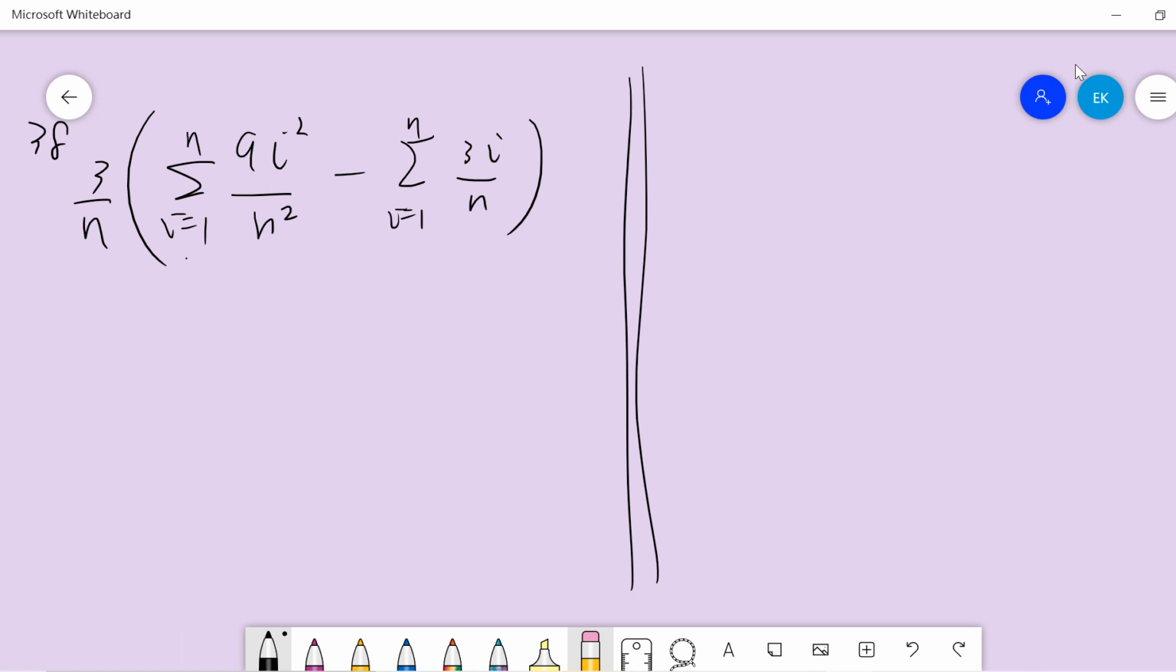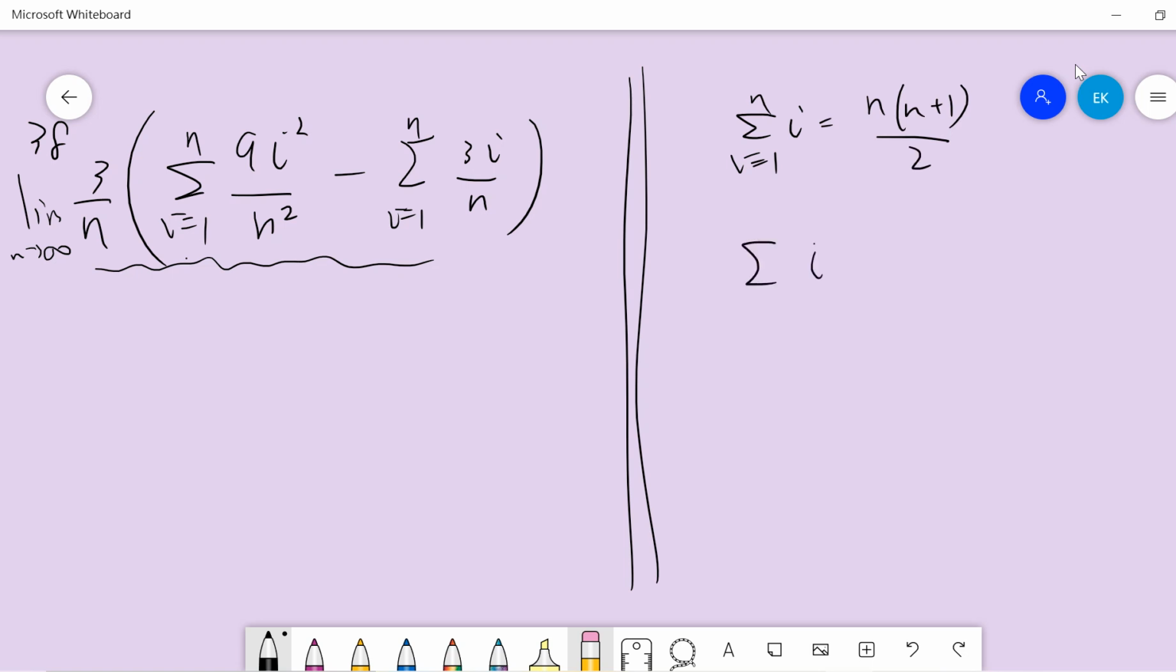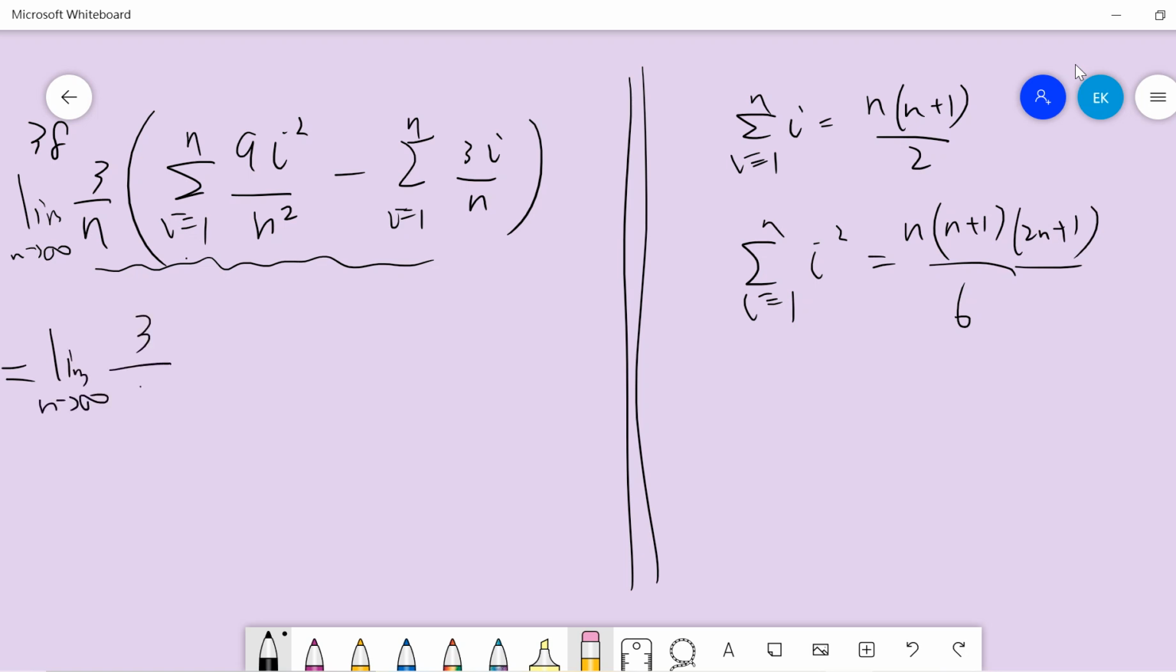So basically, what we need to do is solve this limit. Remember that the sum of i from 1 to n is n times (n plus 1) divided by 2, and the sum of i squared is n times (n plus 1) times (2n plus 1) divided by 6. Okay, let me write it carefully.